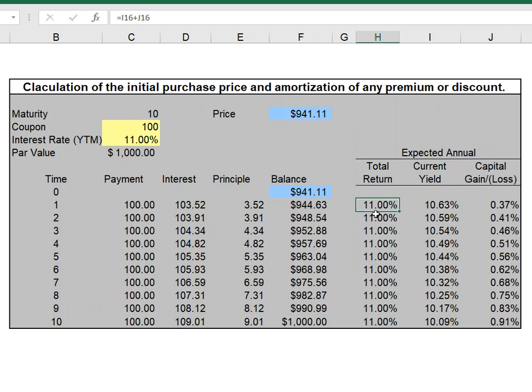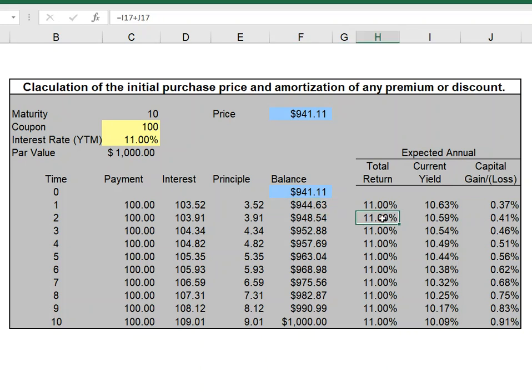Let's look at our 11% total expected return. In the first year, we're expecting a current yield of 10.63%. And again, that's simply the $100 coupon divided by the current selling price. We're expecting the bond to increase in value by 0.37%. It's going to go from $941 to $944.